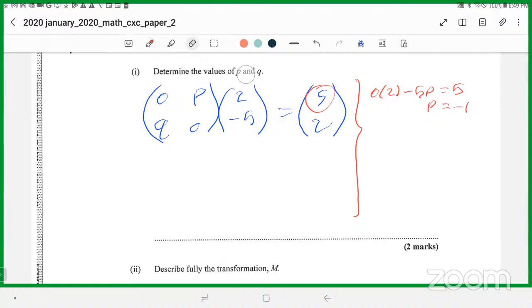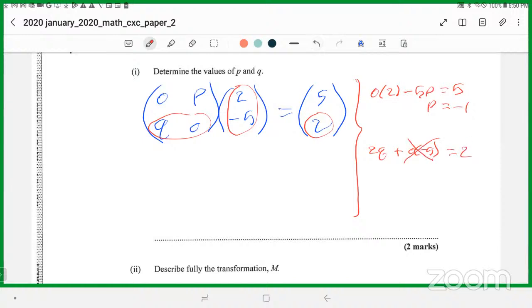Now come to the second pair. This 2 is obtained by multiplying this row by this one column. So it is q times 2 and 0 times negative 5, that is equal to 2. We set it up again: this row times this column. Q times 2 is 2q, and then 0 times negative 5 is 0. That is all equal to this 2 right here.